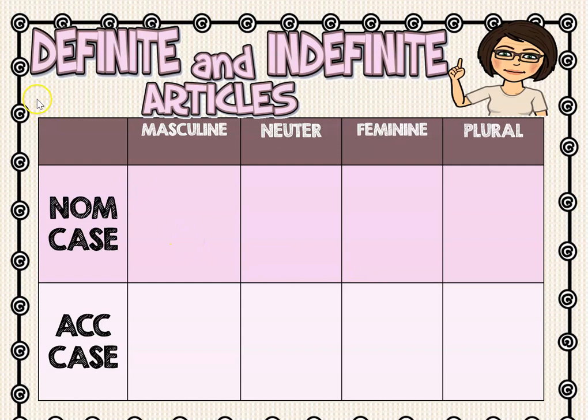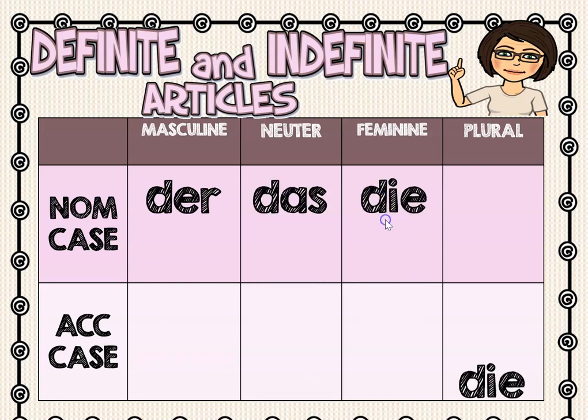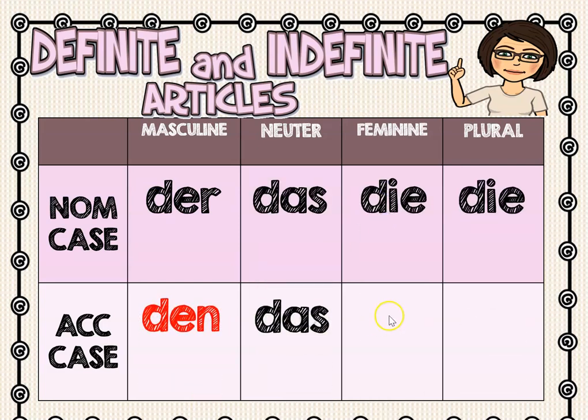Now, another important thing to know is the difference between a definite article and an indefinite article. Definite starts with the letter D, so that is words like der, das, die, den, das, die. Definite articles. All of these words mean the. These all mean the, and these are all definite articles.